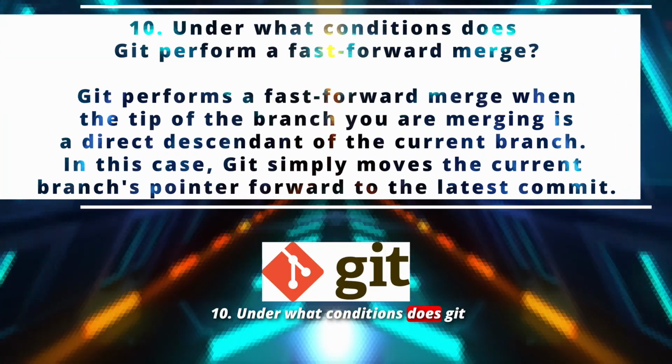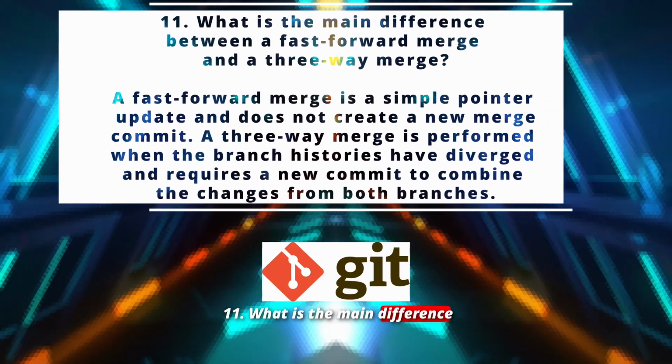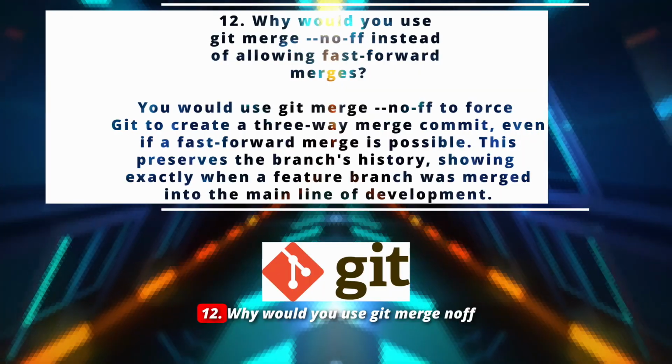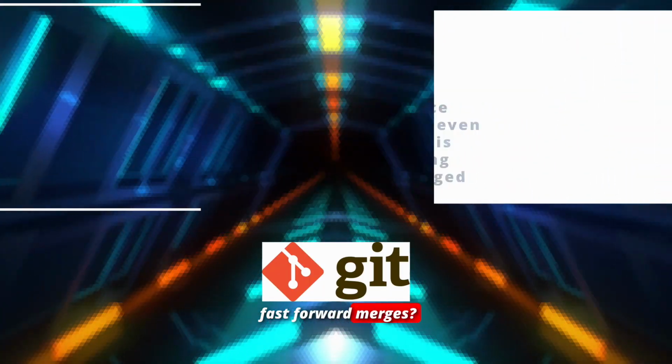10. Under what conditions does Git perform a fast-forward merge? 11. What is the main difference between a fast-forward merge and a 3-way merge? 12. Why would you use Git merge --no-ff instead of allowing fast-forward merges?